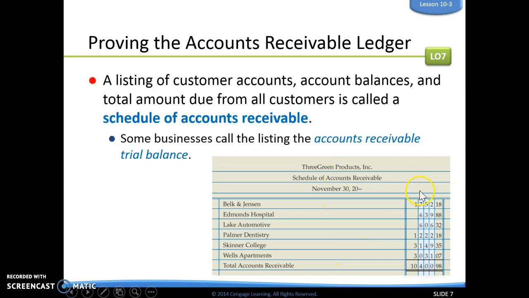So here's what it looks like. Remember, whenever we have a report like this, we're always going to start with the heading of who, what, and when. And here are all of our customers that we have and the amounts that each customer owes us. Then we total that to get our total accounts receivable. This number, remember, we should be able to check with our controlling account. Our controlling account is in our general ledger, and that is simply our accounts receivable account. So this number here should equal what we have in our accounts receivable account.